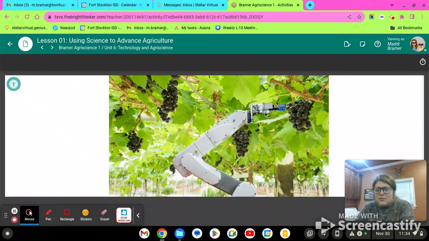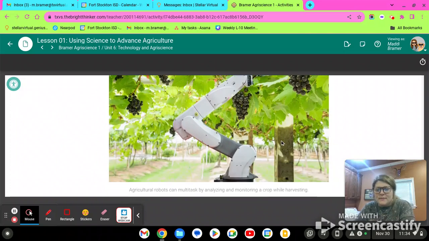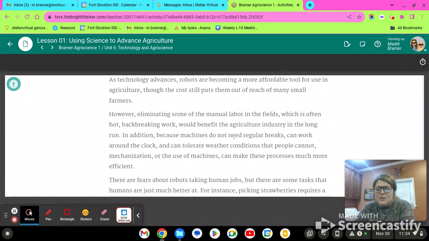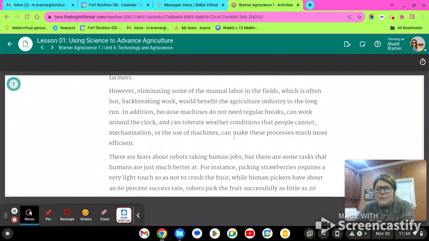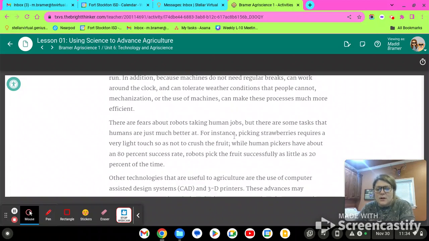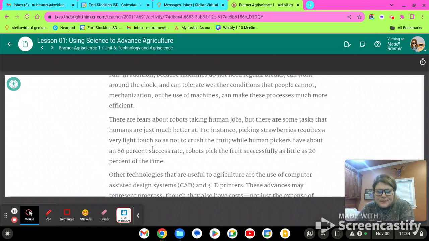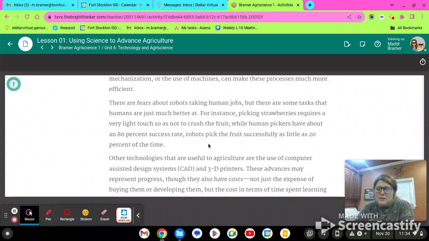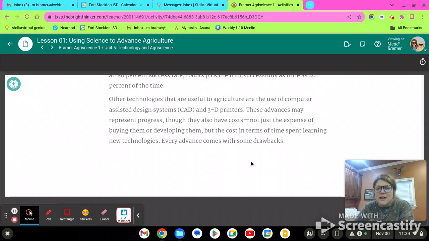So you can see, look, there's a robot picking the grapes. Now, again, this is very expensive, so it's not ideal for all farmers, but some of the big, large farm groups are working to use this. So it says picking strawberries requires a very light touch, not to crush the fruit. Human pickers have an 80% success rate. Robots have a 20% rate. So they're still working on it, getting it ready.